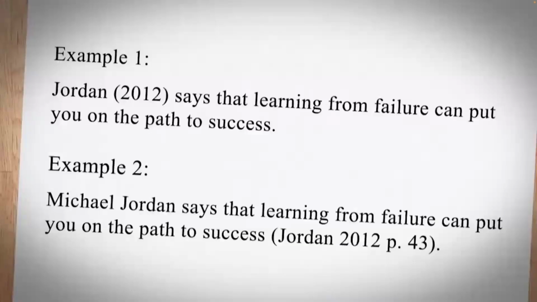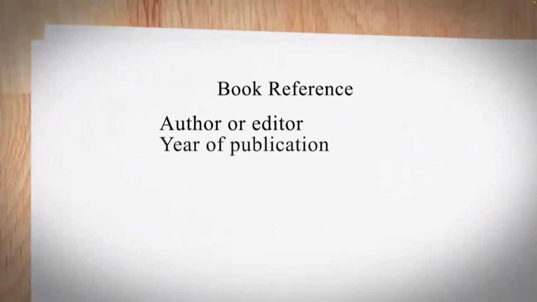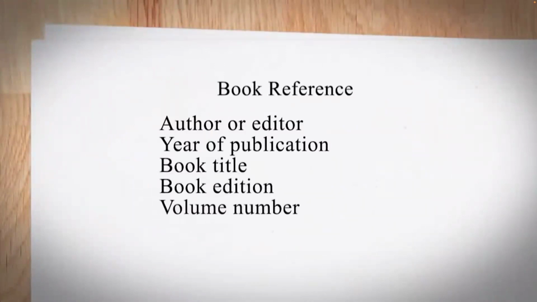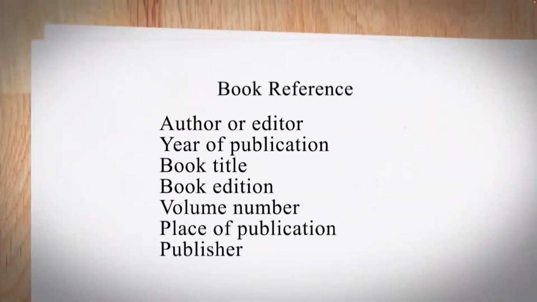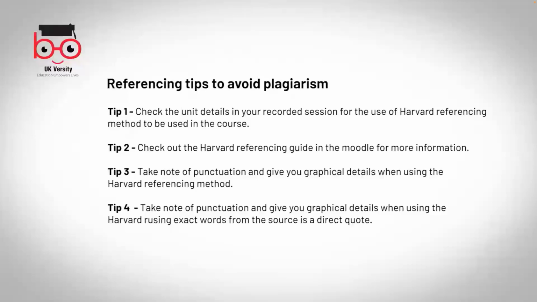When referencing a paraphrase, you can either begin your sentence with the in-text citation or end with it. Regardless of how you use your in-text citation, you still need to follow the same rules as set out by the Harvard referencing method. For a book reference, you must include the following information: the author or editor, year of publication, book title, its edition, volume number, place of publication, and publisher. There's lots of help available to see you through the study maze.